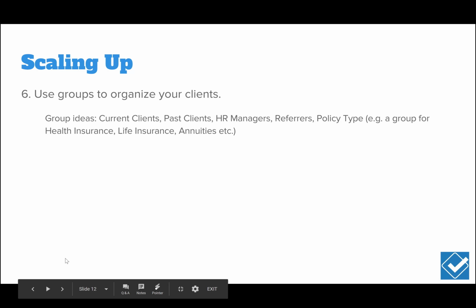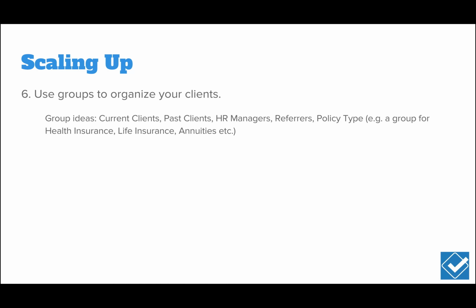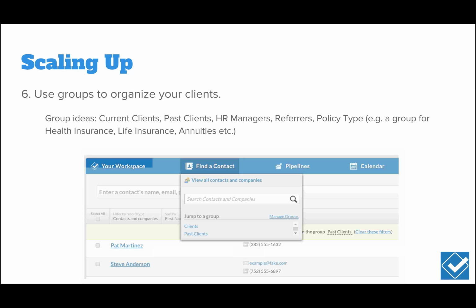Groups in the CRM function like tags or labels, and they let you segment your database based on any kind of characteristic a list of contacts share with one another. You can have a group for all of your past clients, all of the HR managers that you work with, the different types of policies that you offer, and so on. Use groups to create lists that you can easily pull up if you want to reach out to them separately. You don't want to just reach out to everybody at once. If you want to hit a targeted group, go ahead and create a list for them in the CRM.